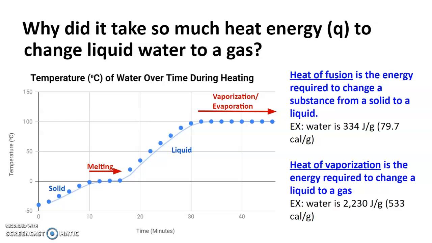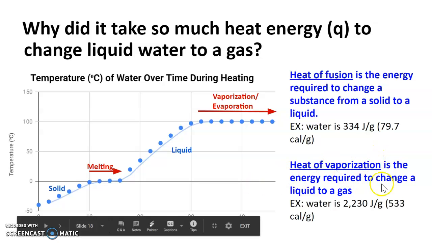The formal language that we use to talk about this is heat of fusion. That's the energy required to change a substance from a solid to a liquid. In the case of water, that is 334 joules per gram. The heat of vaporization is the energy required to change a liquid to a gas. And for water, that's 2,230 joules per gram. You can see that's much bigger. It's a much bigger number than 300, over 2,000. That's why it took so much more heat and it took so much more time to start to change that water into a gas.